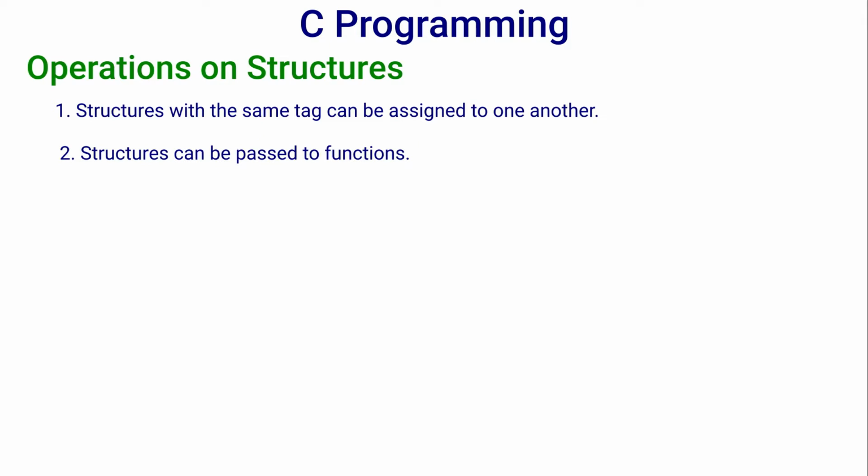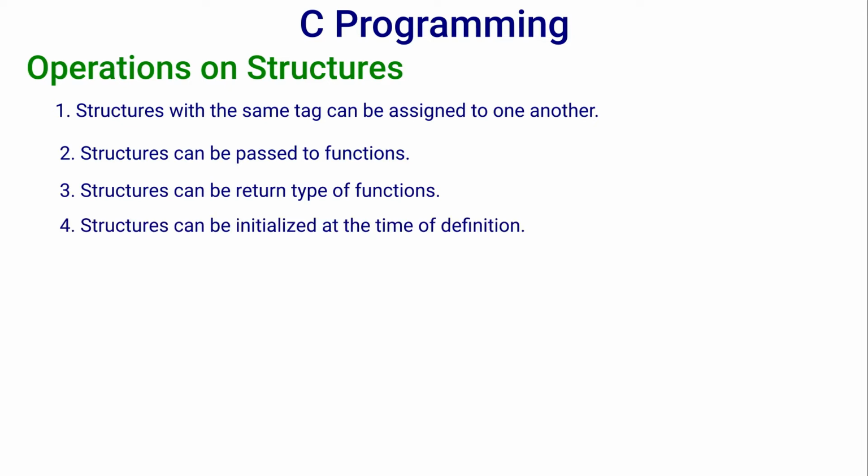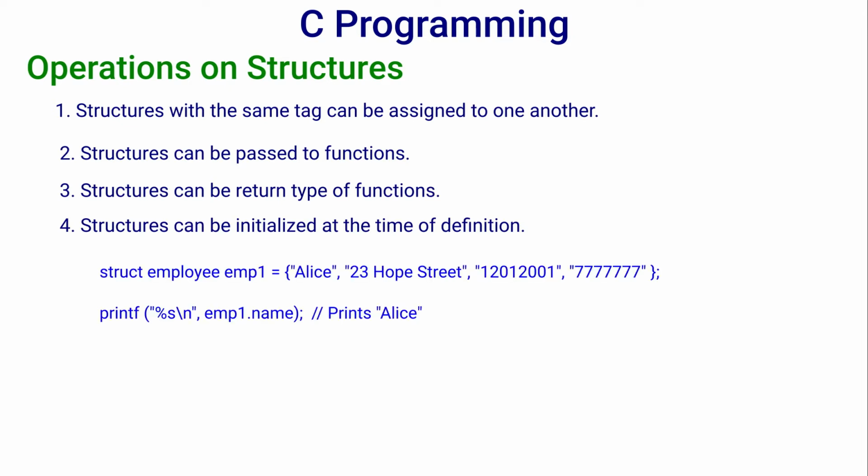A structure can be passed as an argument to a function. Also, a structure can be the return type of a function, and structures can be initialized at the time of definition. We can put an equal to sign and enclose initialization values in braces.